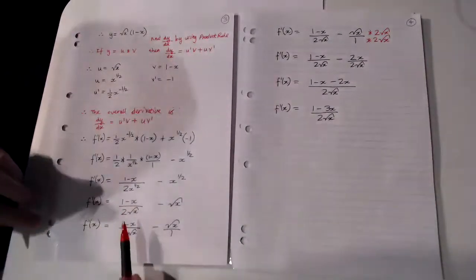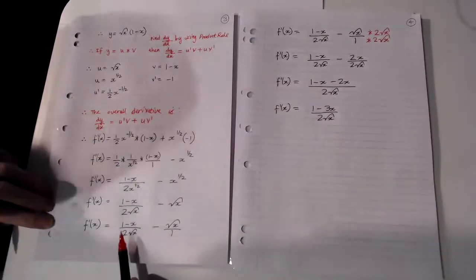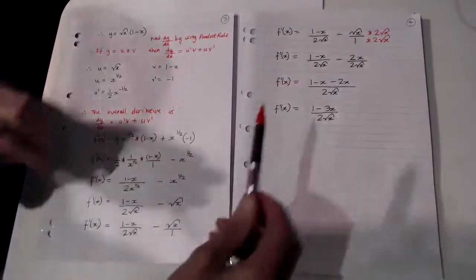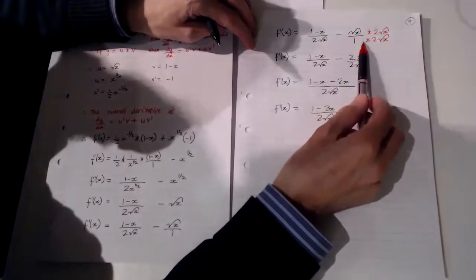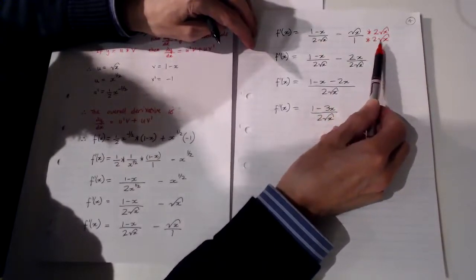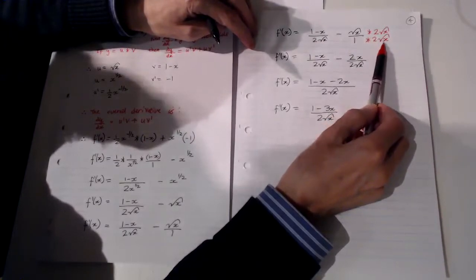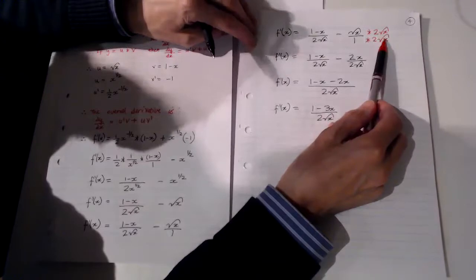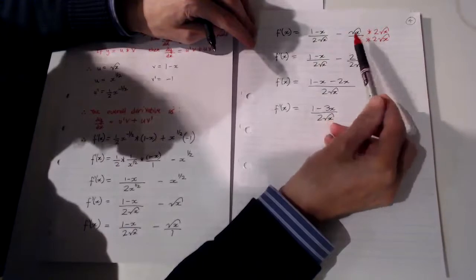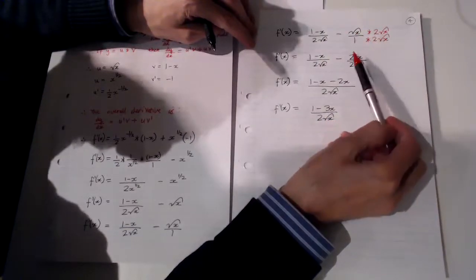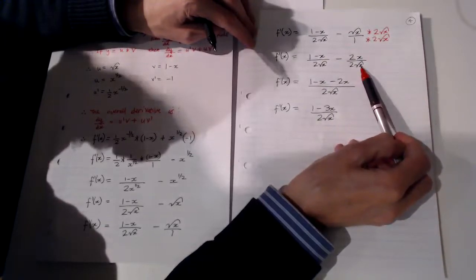And then we can combine these two fractions together by making the denominators the same. How? Well, to make that one go to 2 square root of x, we times it by 2 square root of x, and you times the top by 2 square root of x. And that becomes (1 minus x) on 2 square root of x minus what, square root of x times 2 square root of x? It's 2x. 1 times 2 square root of x is 2 square root of x.